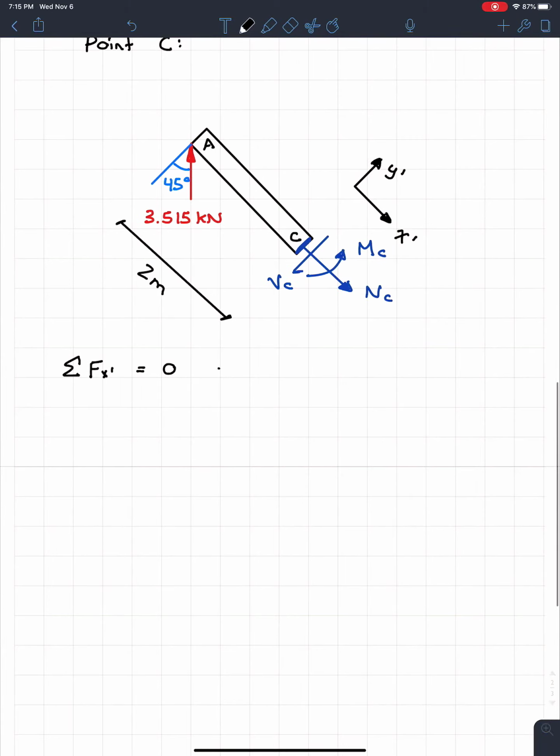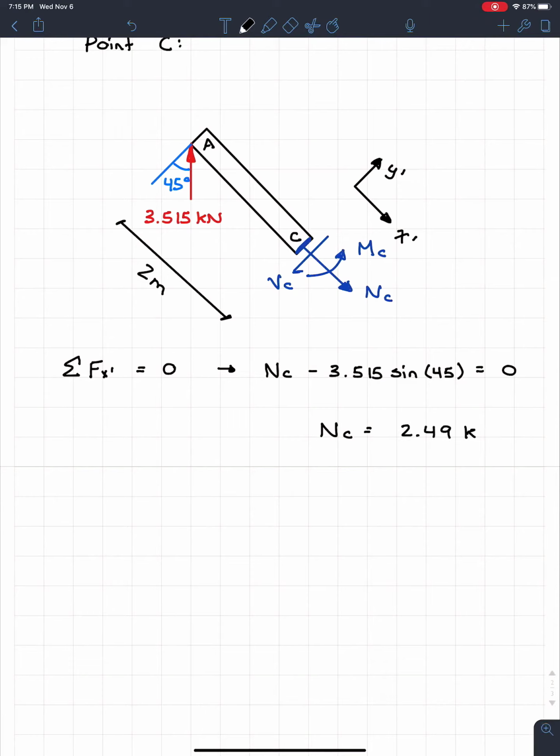So from here, what we find is that we have NC going to the right, so we have NC positive, and then we have the 3.515 going to the left, so minus 3.515. But we're only going to take a component of that one because now this acts at a diagonal. So in this case, we're going to times it by sine of 45. And we know all of this, of course, is equal to 0. So I can put equal 0. And when I solve, I get NC is equal to 2.49 kilonewtons.